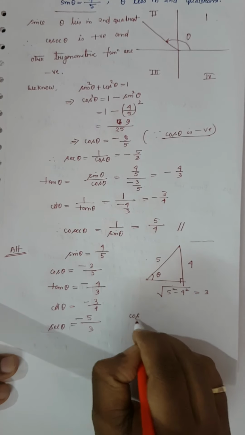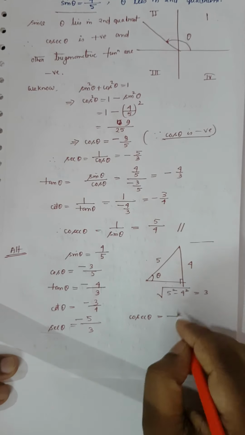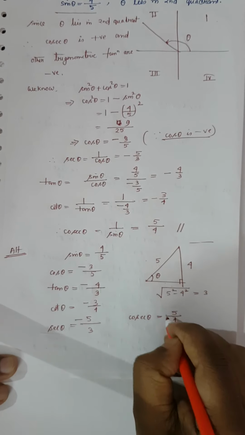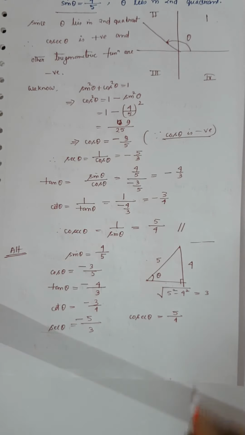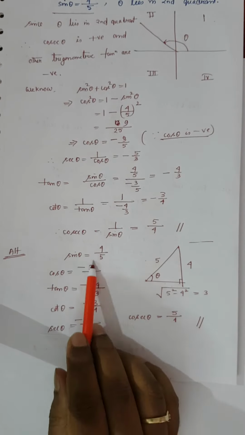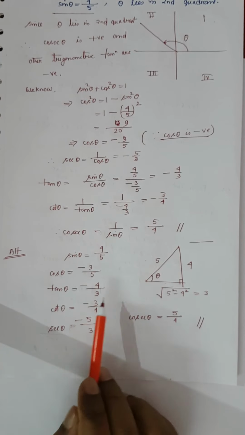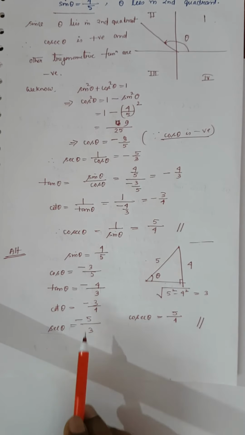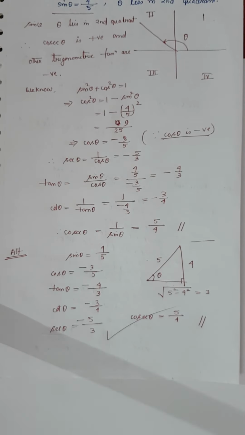And what about cosec theta? Cosec theta is h by p, is 5 by 4. In second quadrant, cosec is positive, so it is 5 by 4. So the result will be minus 3 by 5, the value of cos theta. Tan theta minus 4 by 3. For cot theta minus 3 by 4. For sec theta minus 5 by 3. And for cosec theta it is 5 by 4. So you can evaluate the value of other trigonometric ratios using these two following concepts.